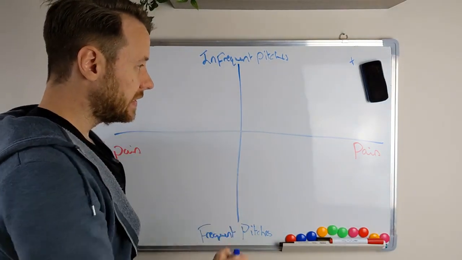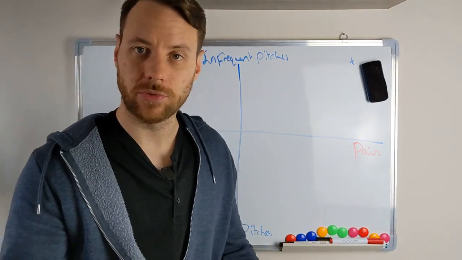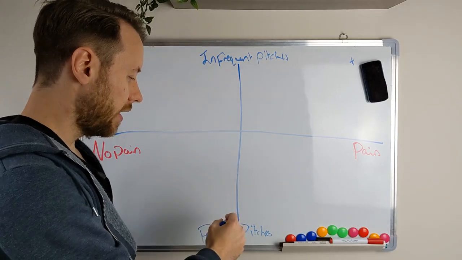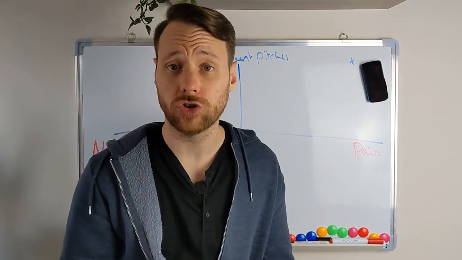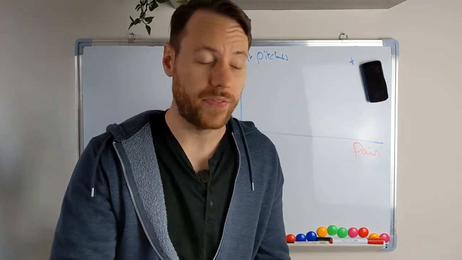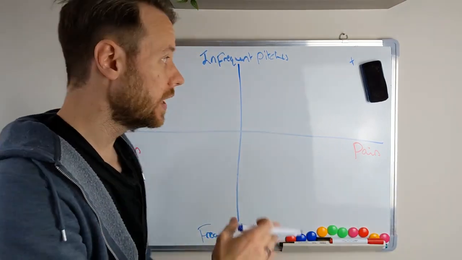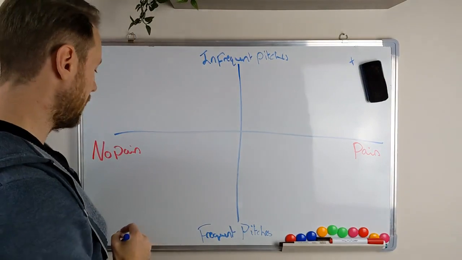Are they a busy CEO that has the pain but doesn't have time to have long conversations with people over the LinkedIn inbox? Or are they a person with lots of pain that has frequent pitches? So how can I build up their trust a little bit more? And this is exactly what the LinkedIn lead messaging strategy comes down to. It's picking whereabouts the person is on this diagram here.